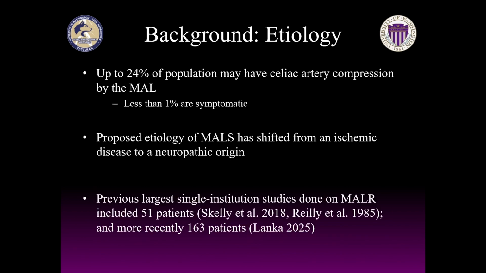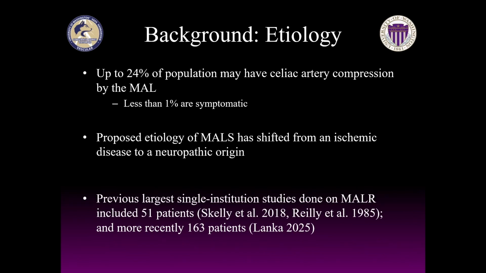Despite the decades since MALS was first described, the etiology of MALS has been the source of some controversy, with some questioning whether MALS is a true disease. This is due in part to the observation that up to 24% of the population may have compression of the celiac axis from the median arcuate ligament. However, less than 1% of these are symptomatic.